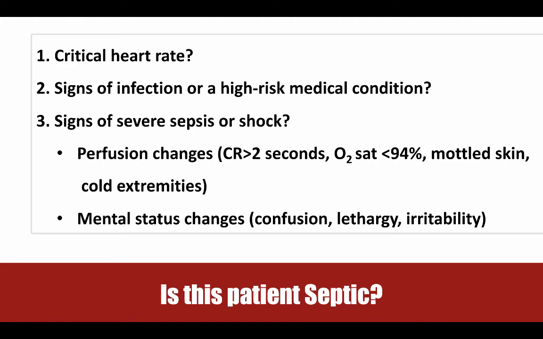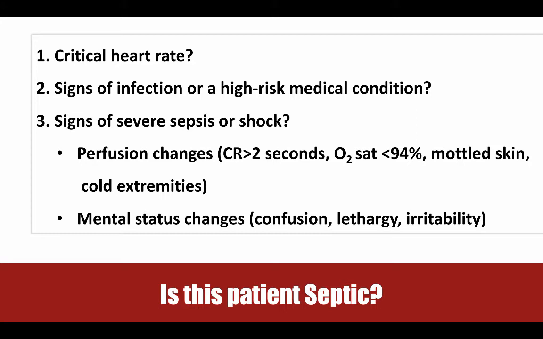And so every patient that comes in, you need to go through the same set of questions every time. So the first question is, is there a critical heart rate? The second is, are there signs of infection or a high-risk medical condition? And so for this particular child, there are definitely signs of infection. So the patient has a fever higher than 38 degrees. We've got a new rash that wasn't there before.